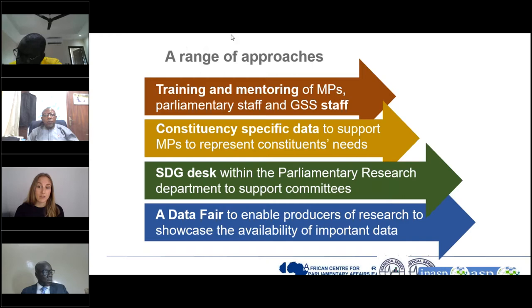So those that are familiar with evidence-informed policy work will recognize these different levels of capacity strengthening that the project is working on, from training and mentoring of MPs, of parliamentary staff, and of GSS staff, also piloting a constituency profile system, so really looking forward to hearing more about that today, to support representation, and establishing an SDG desk within the Parliamentary Research Department, as well as holding a data fair to connect producers of research and stats with users. So there's a range of capacity development approaches here, working at individual, at organizational, and at systems level. And it's also targeting the oversight as well as the representation functions of Parliament. So a really holistic approach within the project.